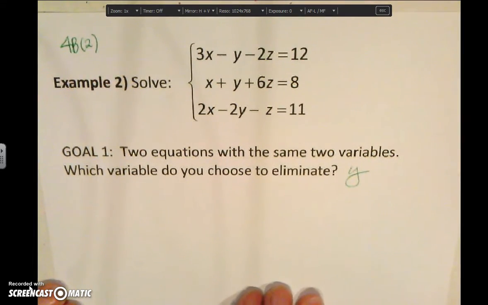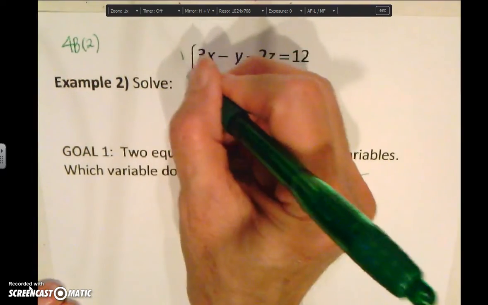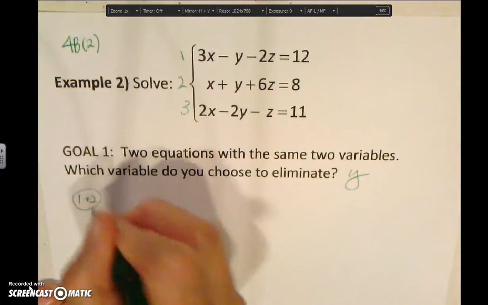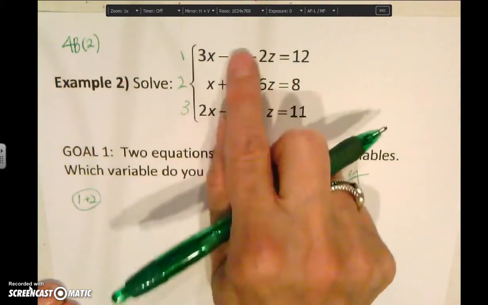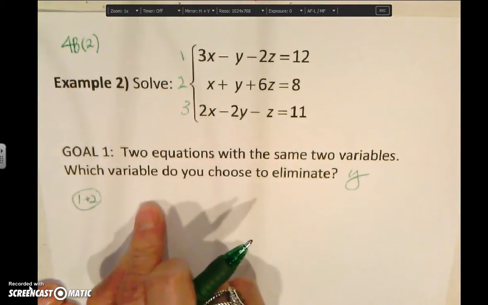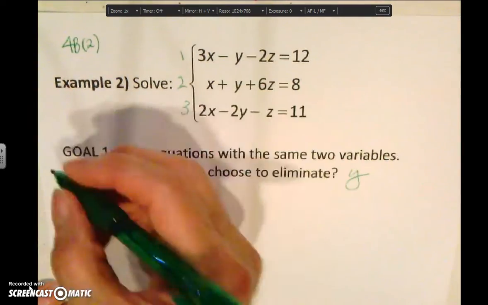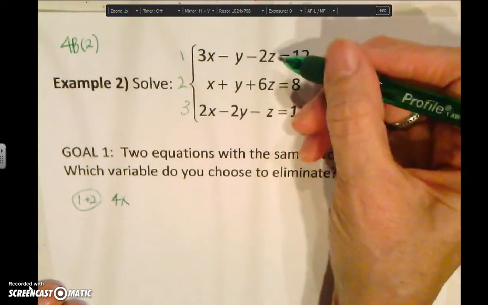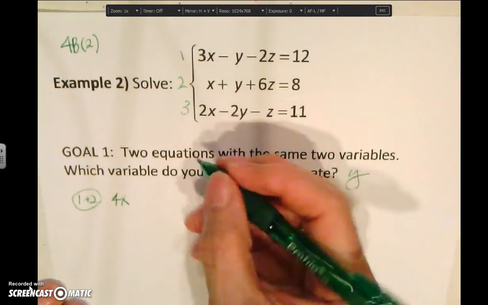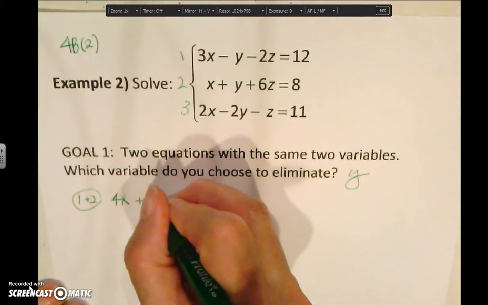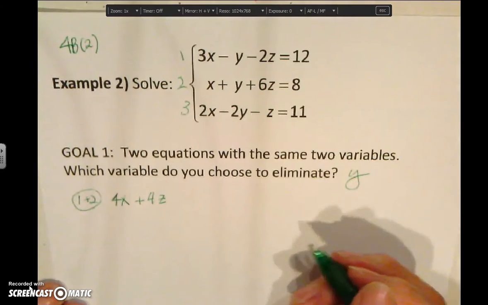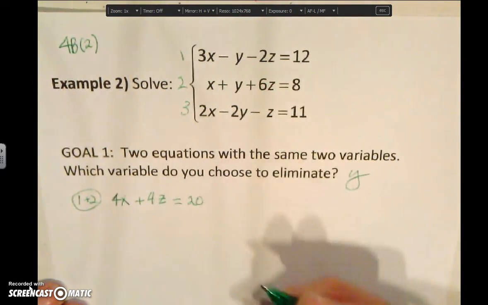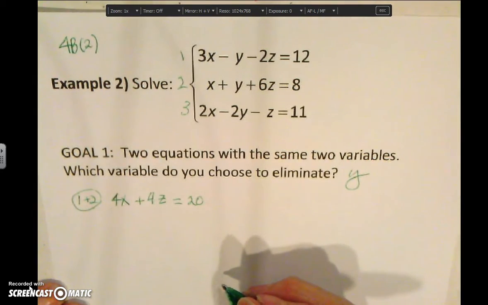All right, so I'm going to start off, and if I number these 1, 2, and 3, I am going to add 1 plus 2. It's real easy to add, so I'm just going to add it and put the answer next to this. So 3x plus x is 4x. Negative y and y eliminates. Negative 2z plus 6z is going to be plus 4z, and then is equal to 12 plus 8 is 20. So that's going to be my first one.